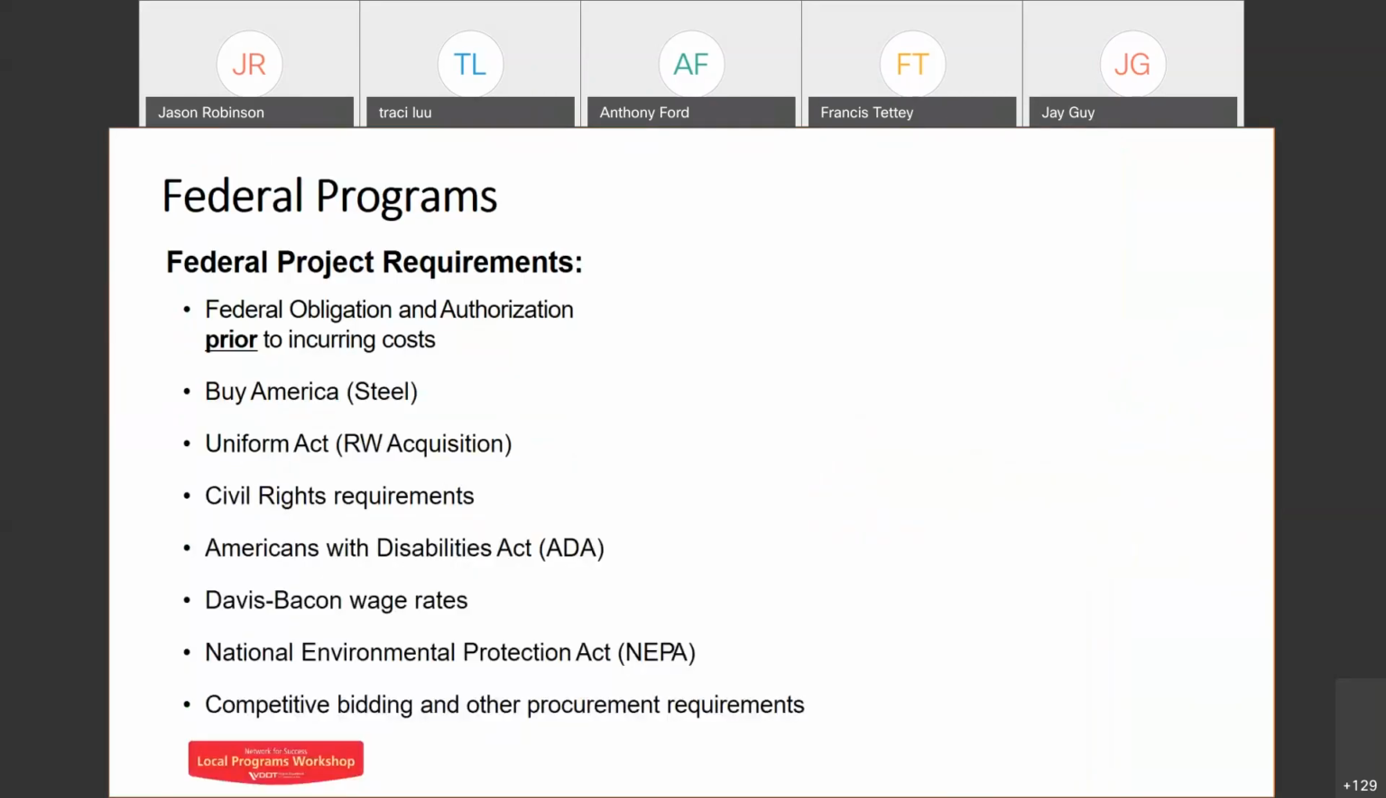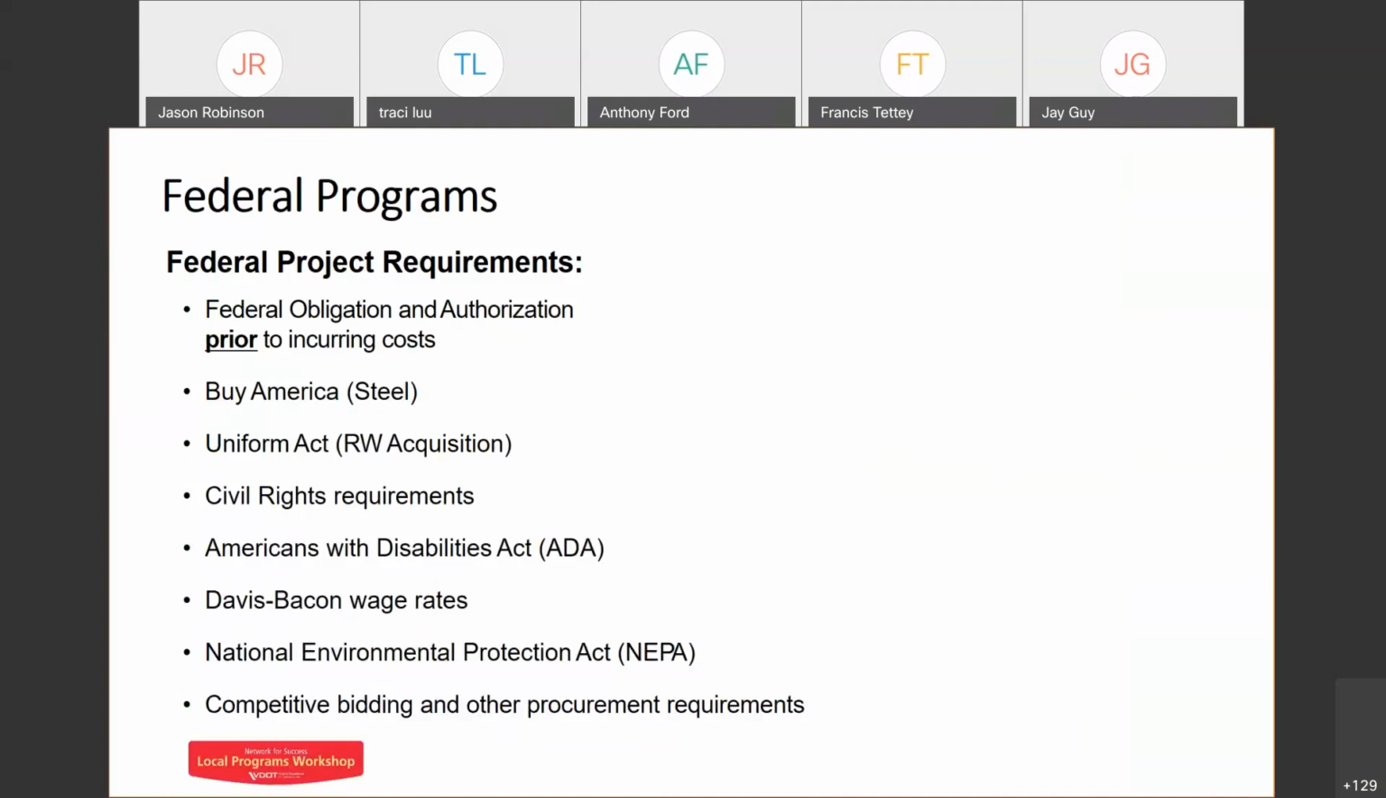So when we talk about federal programs, if you're considering federal funding, there are some things that you have to be aware of, and I won't run through all of these, but these are the big ones that sort of jump out that sometimes give people pause about whether or not they want to go after federal programs. And just wanted to note that VDOT's here to assist. Your local program managers are here to help you with these things as you move through it. It's not something you have to figure out on your own.